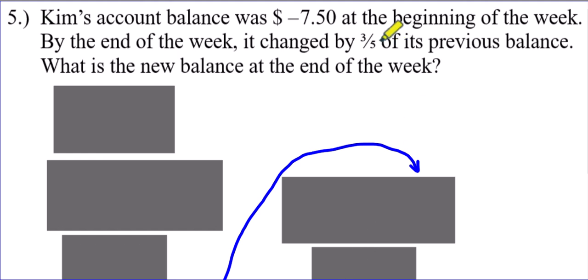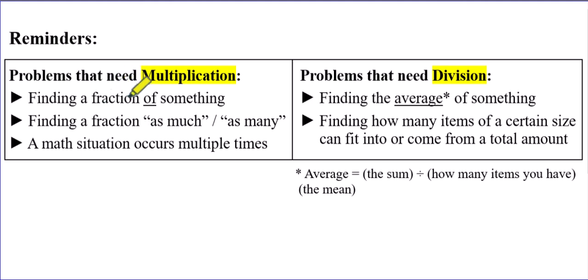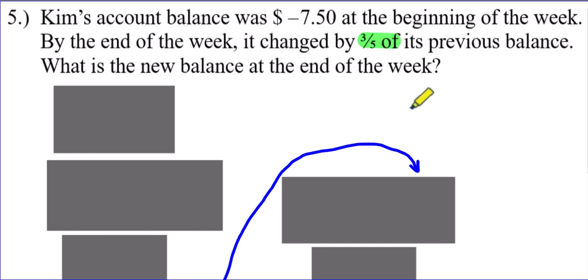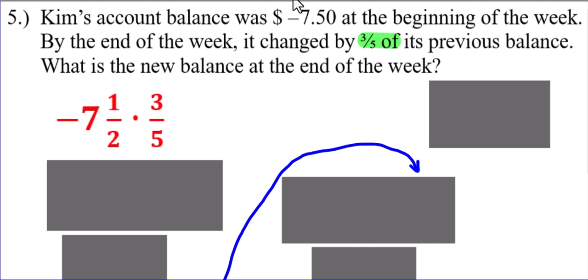Here we go. It said 3/5 of its previous balance. As I told you at the top of the page, if you are talking about a fraction of something and you need to find what that is, then that is going to be the fraction times the something, and that's exactly what we need to do here. Before I can find out how much more this is going to drop, I need to find out, well, what is 3/5 of the negative $7.50? So, since 3/5 was a fraction, I went ahead and changed 7.5 into 7 1/2.